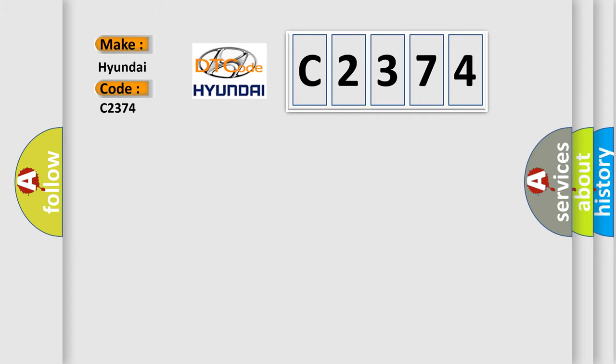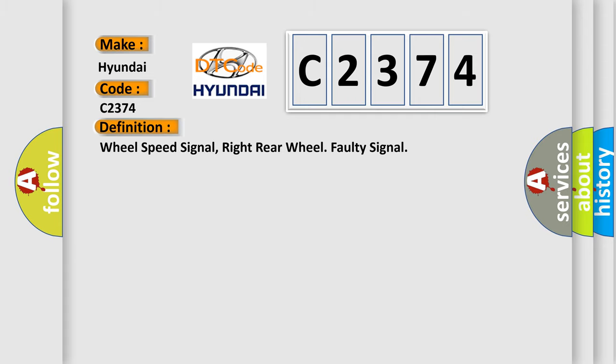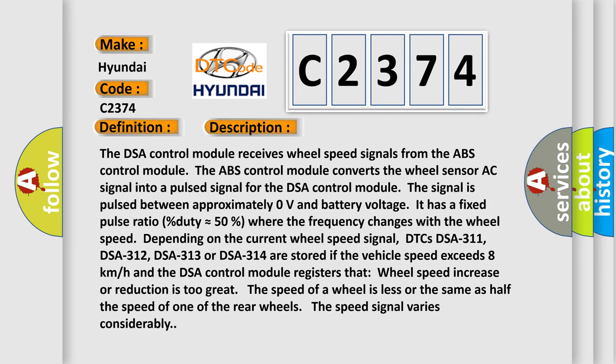C2374 interpret specifically for Hyundai car manufacturers? The basic definition is wheel speed signal, right rear wheel faulty signal. And now this is a short description of this DTC code. The DSA control module receives wheel speed signals from the ABS control module. The ABS control module converts the wheel sensor AC signal into a pulsed signal for the DSA control module.